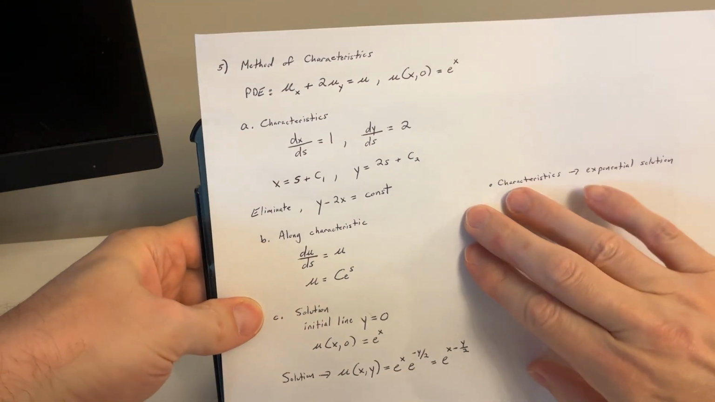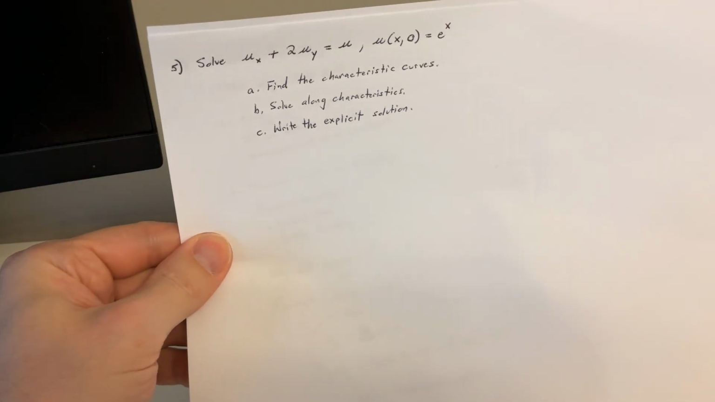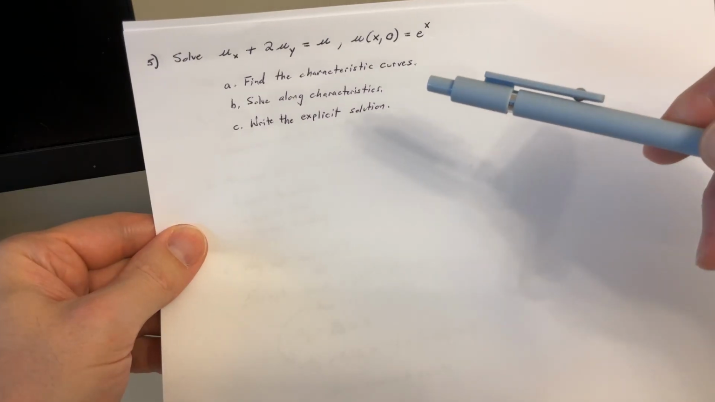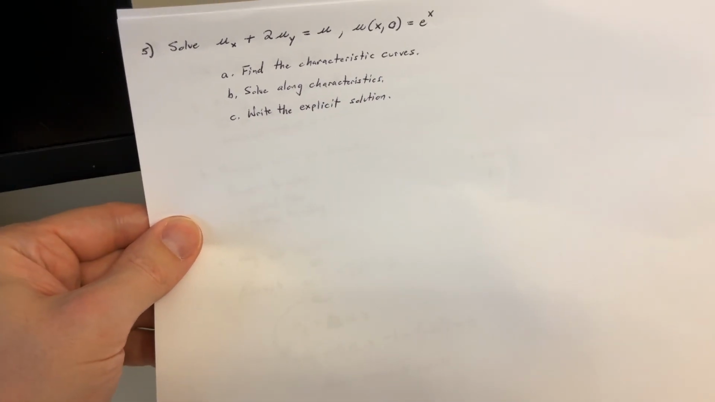And let's see what we have here. Method of characteristics. Okay, so what we want to do is find the characteristic curves, right? We want to solve along the characteristics and write the explicit function. So again, this is what we want to do for number 5: find the characteristic curves, solve along the characteristics, write the explicit solution, rather.